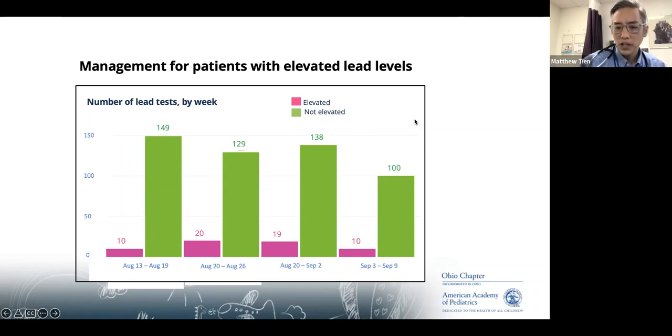You have probably seen that trend that in the warmer months, we have more elevated lead levels as the kids are more outside and windows are more open. So we test on the order of about 100 to 150 lead tests per week, and we are getting about 10 to 20 elevated lead tests per week. That just gives you an idea of the scale of the problem that we're trying to deal with. Next slide. That's across our whole health system.